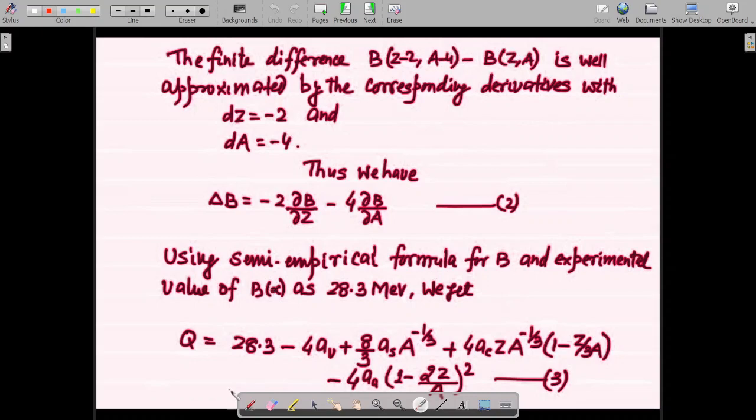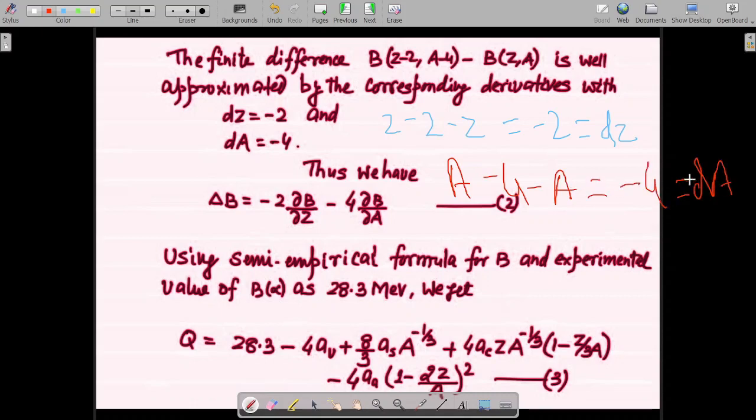Now how do we approximate this particular thing? The difference in Z is Z minus 2 minus Z, which is equal to minus 2, that is dZ. And the difference in A is A minus 4 minus A, which is equal to minus 4, that is dA. So the difference in Z is minus 2 and the difference in A is minus 4, clearly from here.